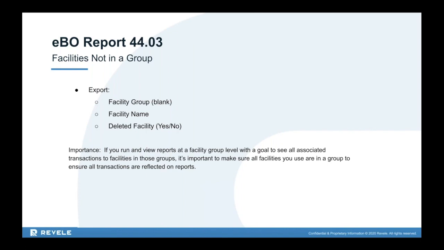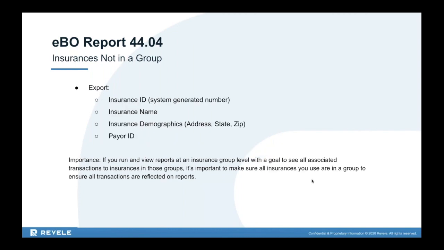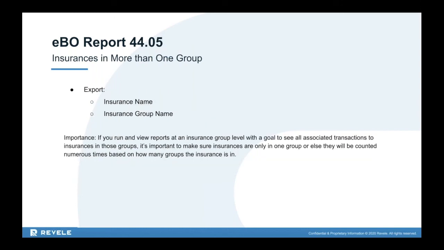And it's going to be a very similar philosophy when we look at the next one, the 4404, which is insurances not in a group, and then 4405, I believe it is, for insurances in more than one group. So same concept. If you're looking at reporting at the insurance group level, then you want to make sure that you don't have insurances that you're using that aren't in a group, and you want to make sure you don't have insurances in more than one group, because if you're using insurances not in a group, then that's not going to be allocated.